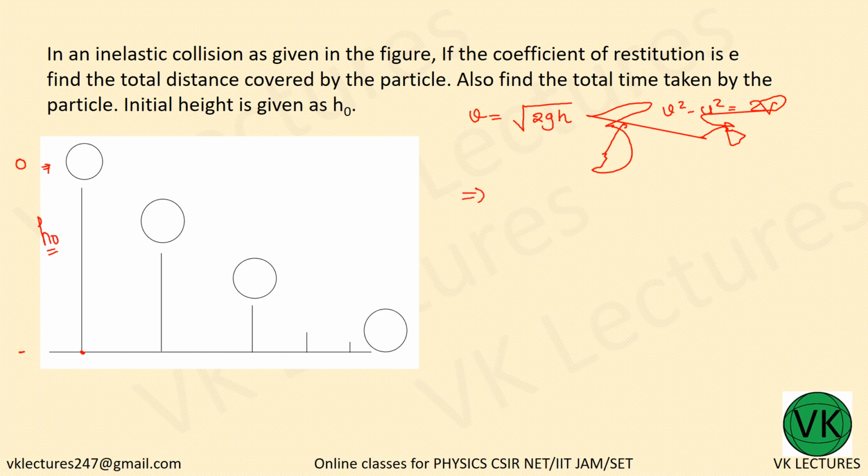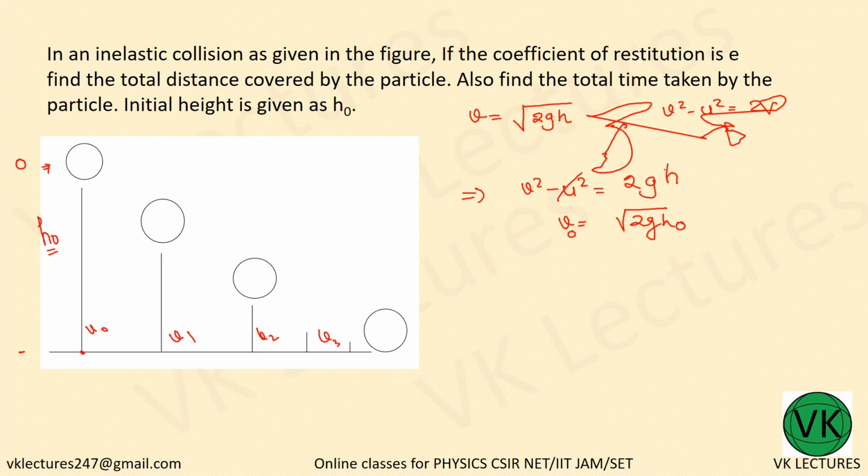v square minus u square is equal to 2as, where a is nothing but gravity acceleration, so 2gh. So u equal to 0, so v you can write as under root 2gh. Here you have to write it as h naught, indicating v naught. So this will be v naught, this will be v1, v2, v3, etc.